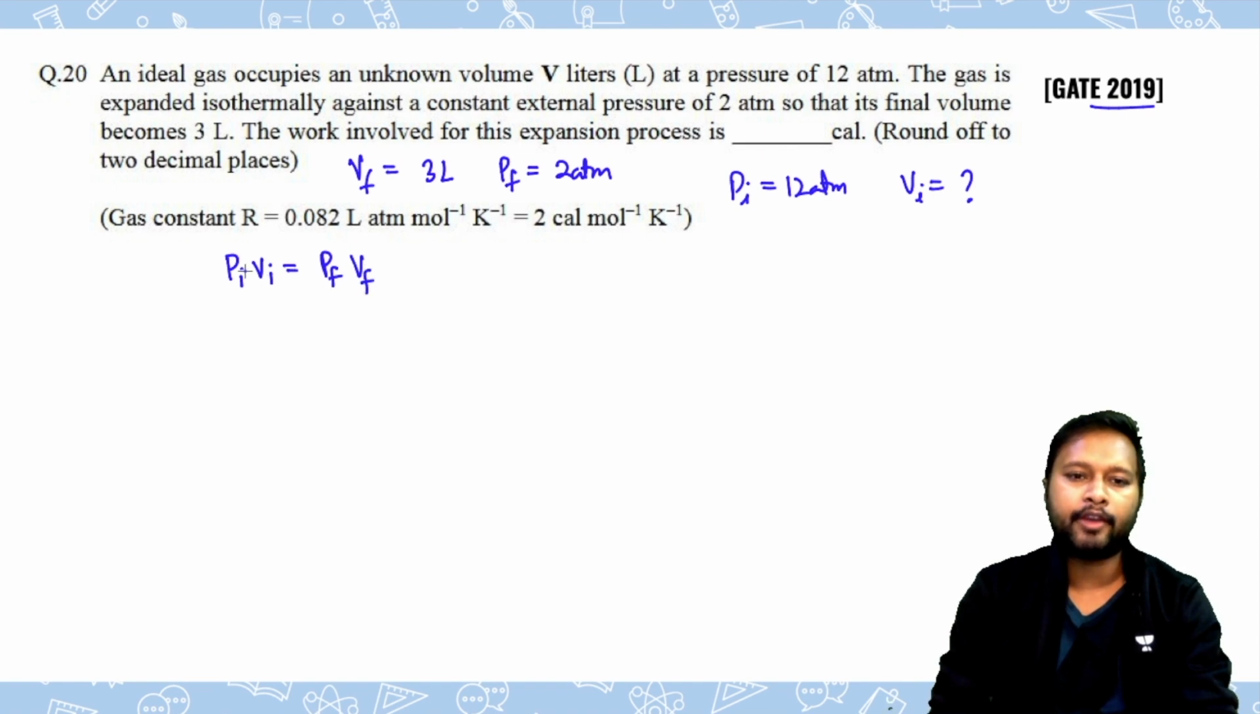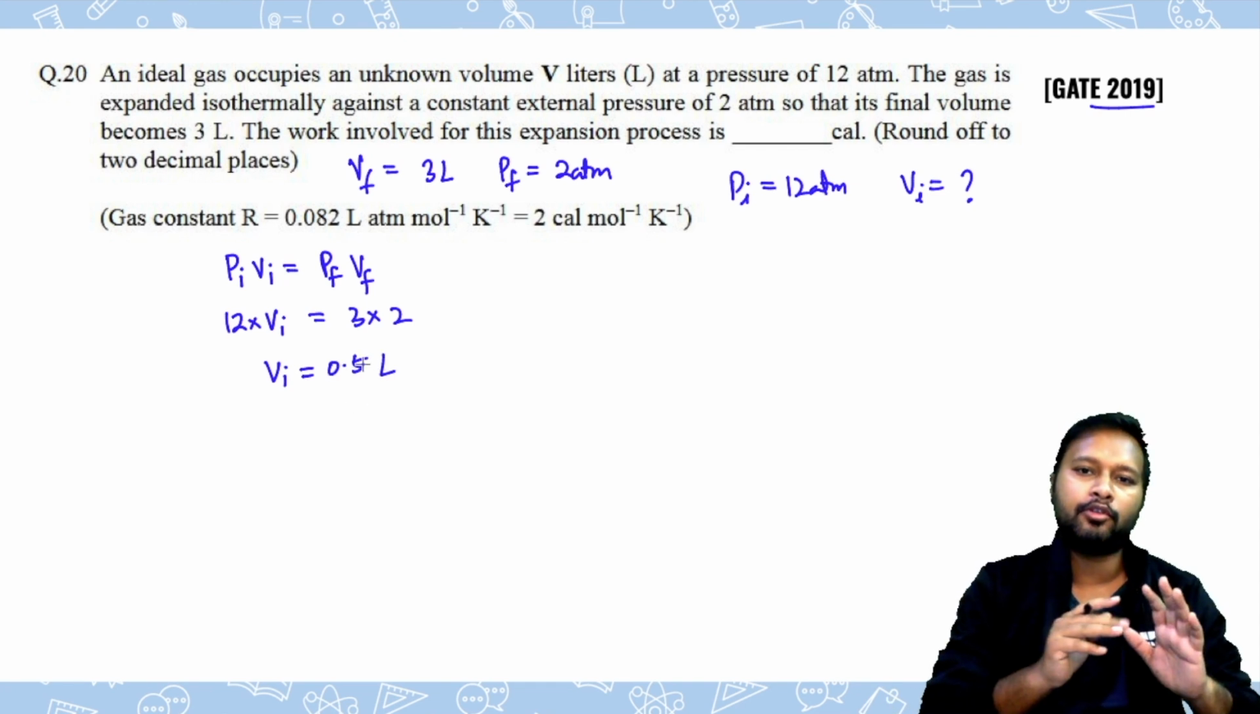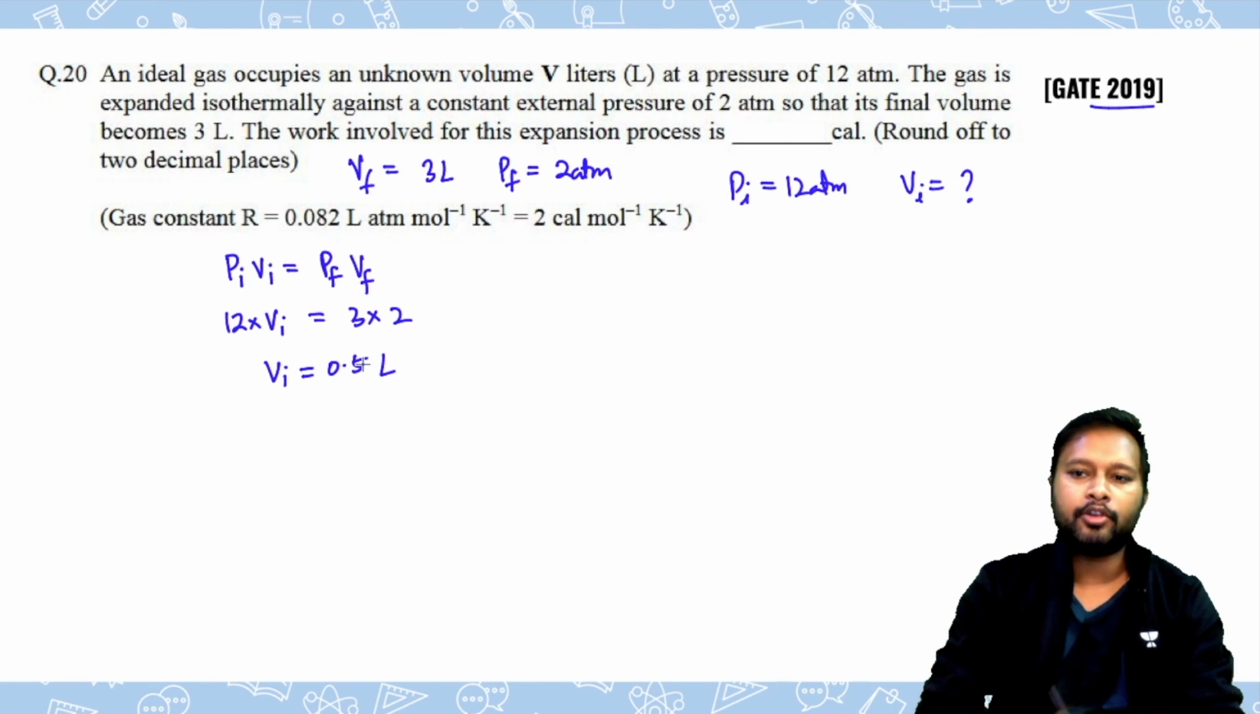Now put the values in to find Vi, because Vi is what you don't know. So it will be 12 into Vi equals 3 into 2. So your Vi will be 6 divided by 12, which gives 1 by 2, that means 0.5 liters. So this is what you got as your initial volume. Now once you have your initial volume, you can simply find out your work done.